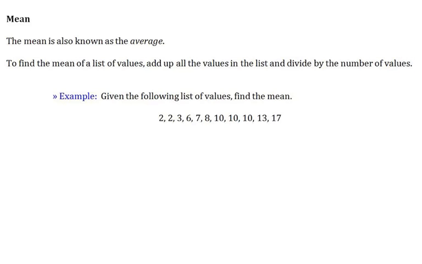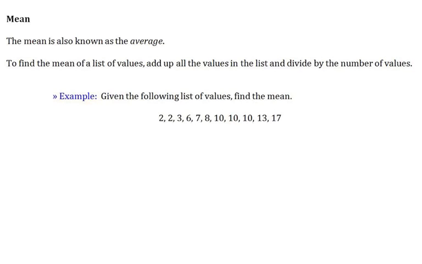The mean is also known as the average. In order to find the mean of a list of values, we'll simply add up all the values in that list and divide by the number of values. We'll try two examples. First, we have this list of numbers, so I'm going to add them all up.